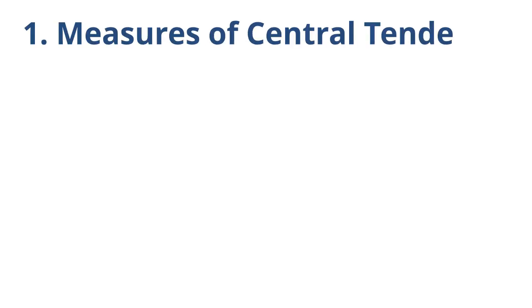So let's get started. 1. Measures of central tendency. Let's start with an overview of central tendency. Central tendency measures give you an idea of the center or typical value of a dataset. The most common measures are the mean, median, and mode.